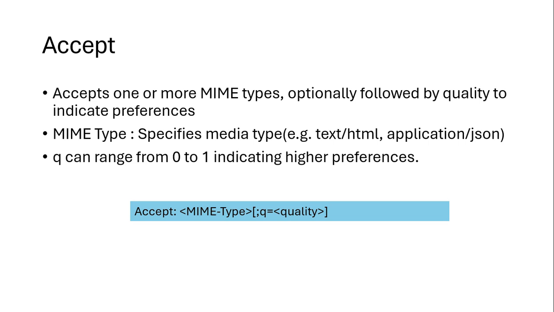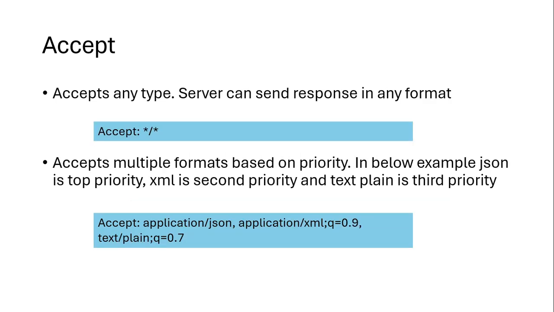The quality can range from 0 to 1, indicating preference. The 1 is the highest, and values between 0 and 1 are the lower ones. Here in this example, the server can send a response in any format, which means the client can accept any format. Similarly, the client can accept multiple formats based on priority. In the example below, application/JSON is the top priority, XML is the next priority, and this is the least priority. So you can specify the priorities as well.